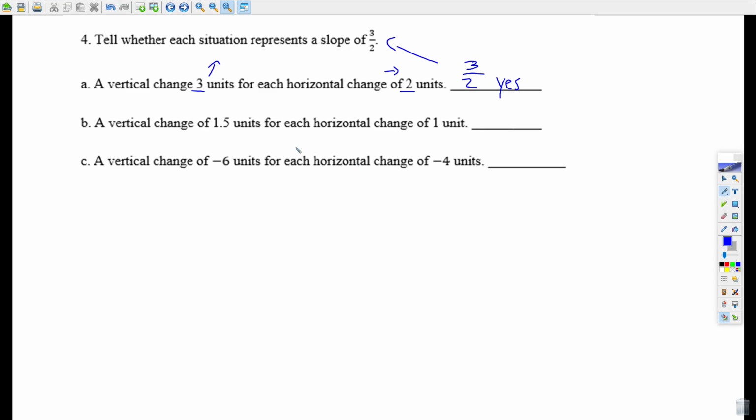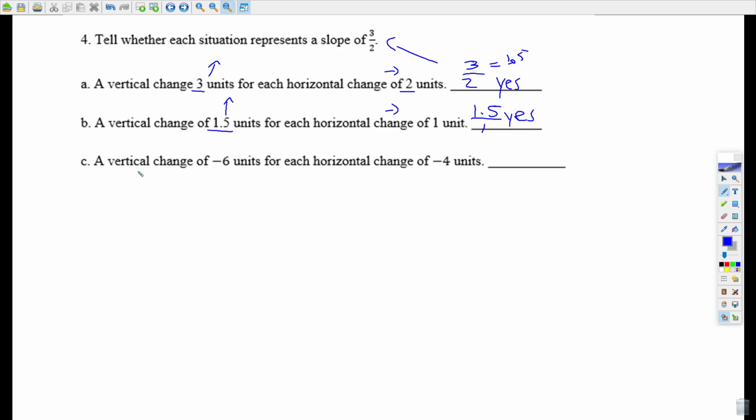Part B, a vertical change of 1.5 units. So we're going up 1.5 and a horizontal change of 1. So is 1.5 over 1 the same thing as 3 over 2? Well, if you actually divide 3 divided by 2, you get 1.5, and you can put that over 1. So that's also a yes.